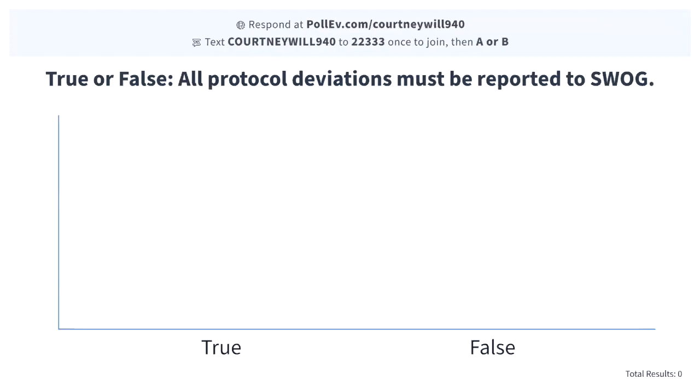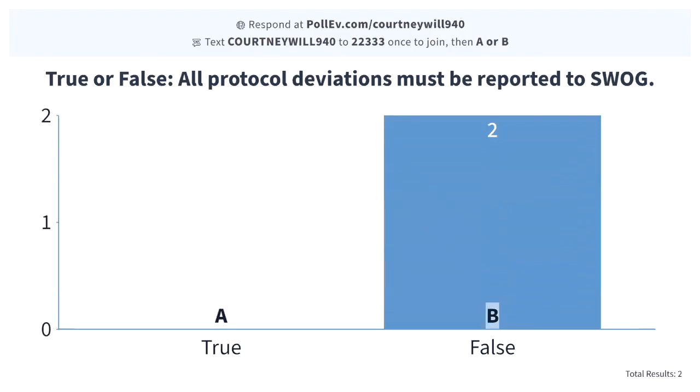Okay, true or false? All protocol deviations must be reported to SWOG. Confidence. Four people feeling confident, feeling good.